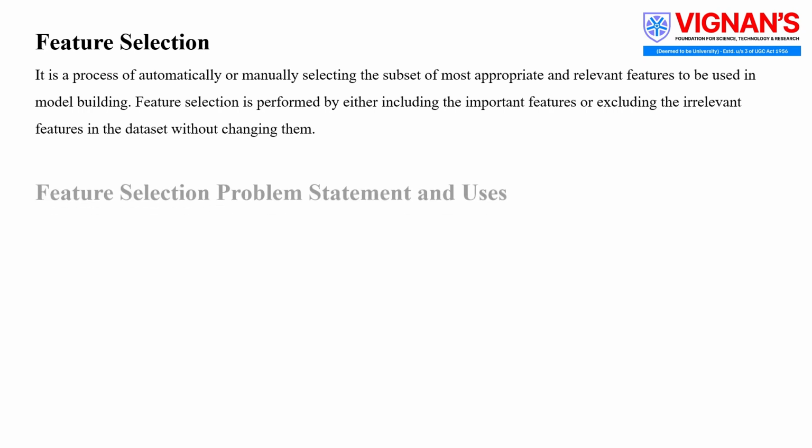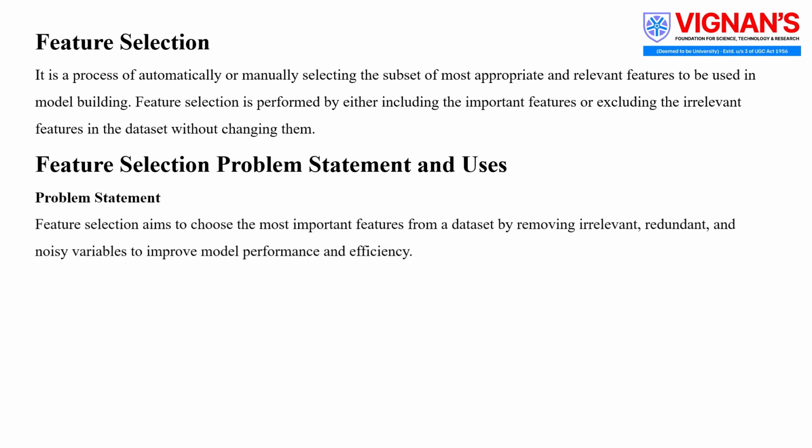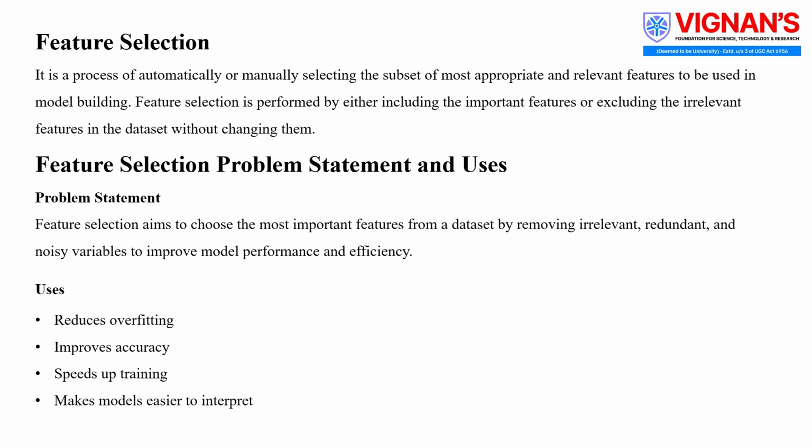Feature selection problem statement and uses. Problem statement. The goal of feature selection is to identify and select the most important features from a dataset. This is done by removing irrelevant, redundant, or noisy variables so that the model becomes more accurate, more efficient, and easier to train. Uses. Reduces overfitting by removing unnecessary information. Improves accuracy by keeping only strong predictors. Speeds up training since fewer features are processed. Makes models easier to interpret and understand.